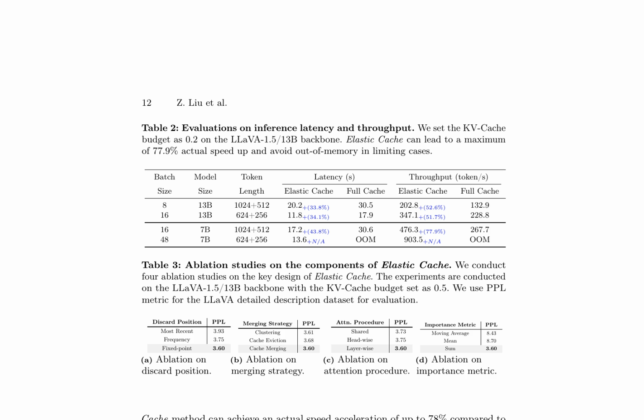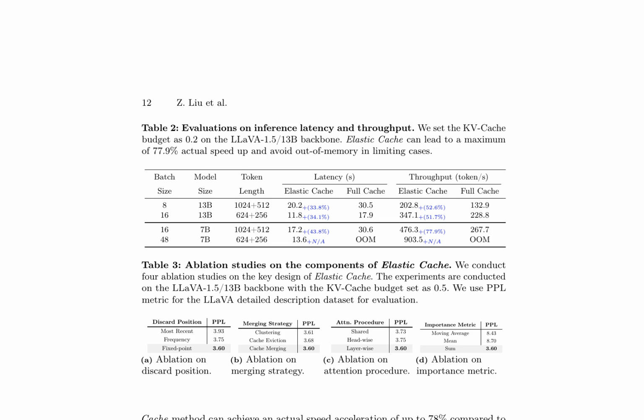Evaluations of inference latency and throughput are presented in Table 2, where the KV cache budget is set to 0.2 on the LLaVA 1.5 13B backbone. The results demonstrate that elastic cache achieves a maximum of 77.9% actual speedup and avoids out-of-memory issues in limiting cases, significantly improving batch model token latency and throughput compared to full cache.